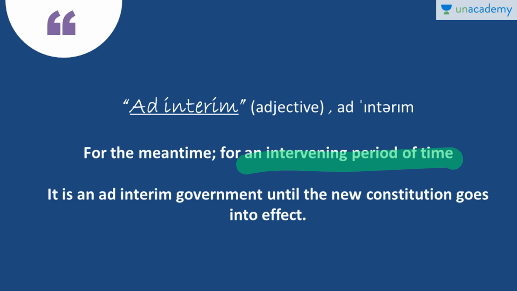Like for example, this will make it more clear. It is an ad interim government until the new constitution goes into effect. Now there are some changes or amendments which have been made in the constitution. So what is the logic? The logic is until the new constitution goes into effect. Now there is a particular time after which the new constitution will go into effect. So until the new constitution goes into effect, till that time we have this as the government.